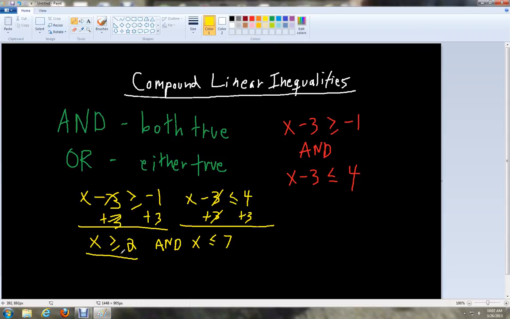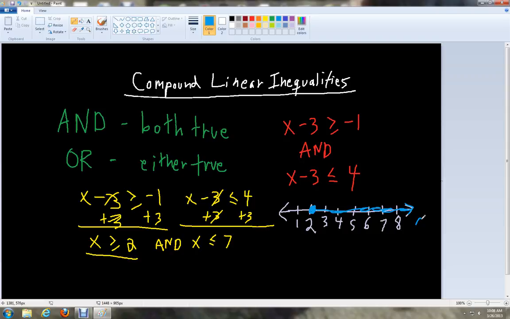We know that both of these have to be true. x has to be greater than or equal to 2, and x has to be less than or equal to 7. So if we were to graph our number line here, let's say I have 1, 2, 3, 4, 5, 6, 7, and we'll stop at 8. If I were to say x is greater than or equal to 2, when I graph this, I color in 2, and I shade everything to the right.